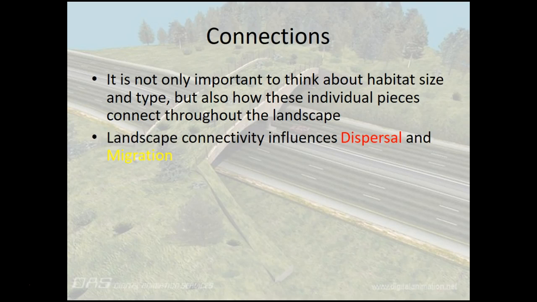The landscape connectivity influences dispersal, where animals leave one population and disperse into a new area or a new population. So they emigrate out of one, immigrate into another, or they start a new colony in that new area. But it also relates to migration. So we have a couple different things going on, dispersal and migration, but the bottom line is it's an animal trying to navigate across the landscape and arrive at a destination safely.